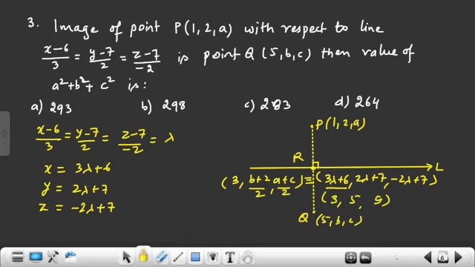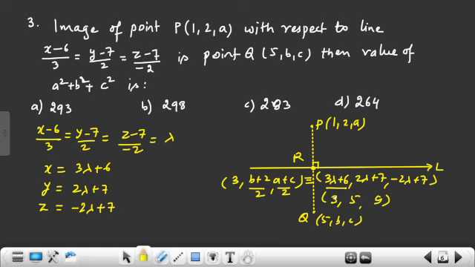Because B we got easily, but A and C we did not find, and we have to find the value of A square plus B square plus C square. So what another concept that I can use here, that this line is perpendicular to this line, so their direction ratio product sum is equal to 0, A1 A2 plus B1 B2, right?